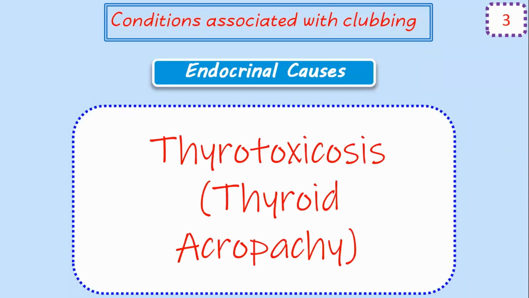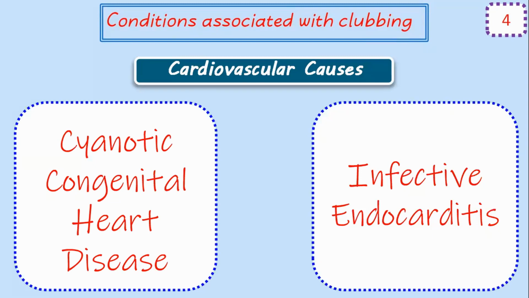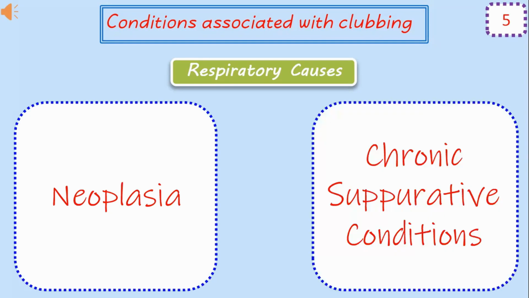On endocrinal causes, we have thyrotoxicosis, where clubbing is manifested as thyroid acropathy. Under cardiovascular causes, we have two broad categories. The first one being cyanotic congenital heart diseases like tetralogy of Fallot, transposition of arteries, etc. And the second one being infective endocarditis. Under respiratory causes, we have again two broad categories. The first one is neoplastic lesions and the second one is chronic suppurative conditions.